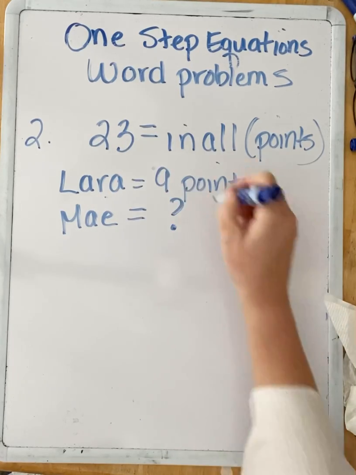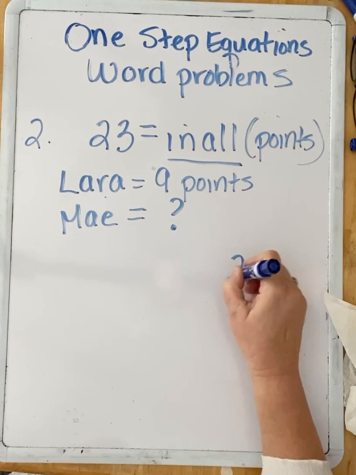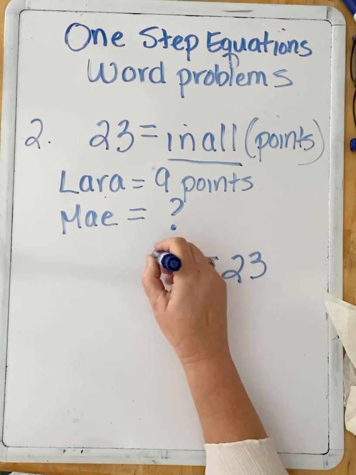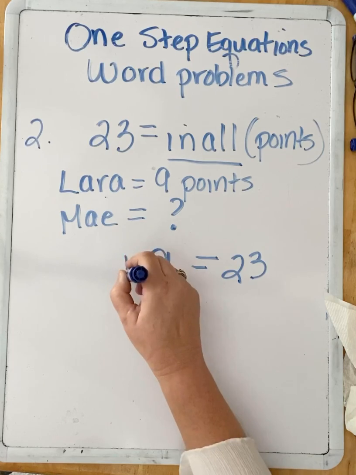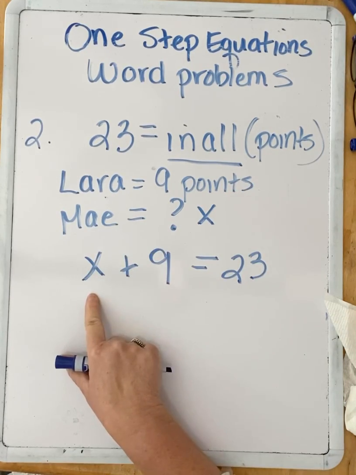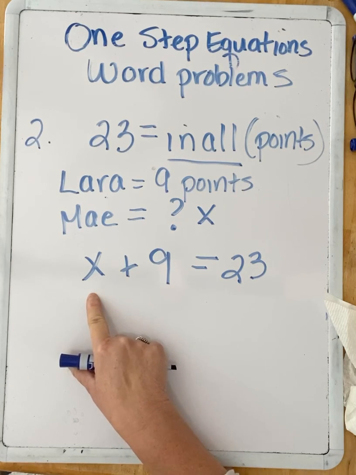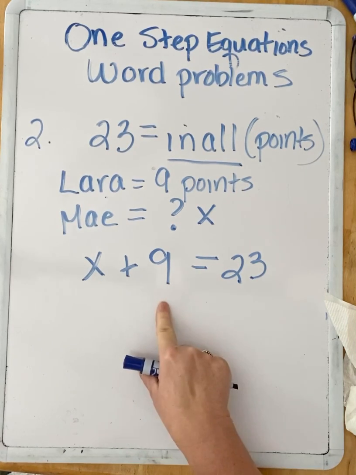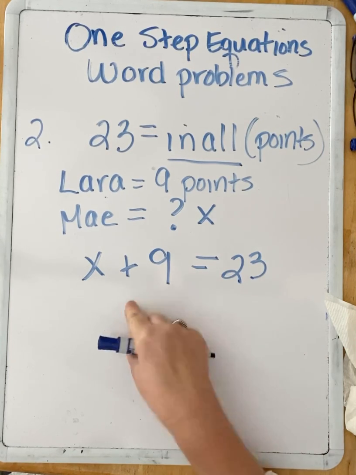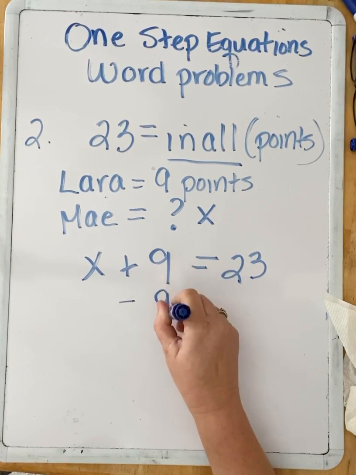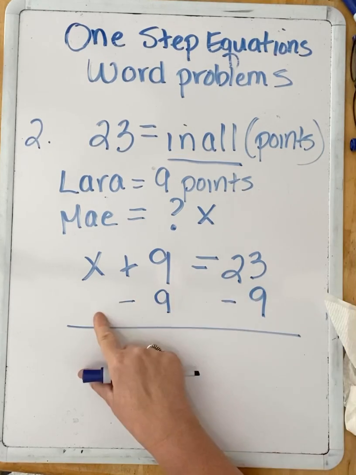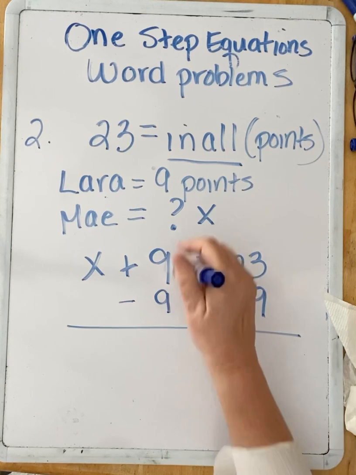So 23 in all refers to a total. So then Laura had 9 plus, we're going to make this an X, plus whatever amount May scored. So X plus 9 equals 23 is our equation. This is positive. We're going to subtract straight across. Okay, whatever I do to this side, I have to do to this side.